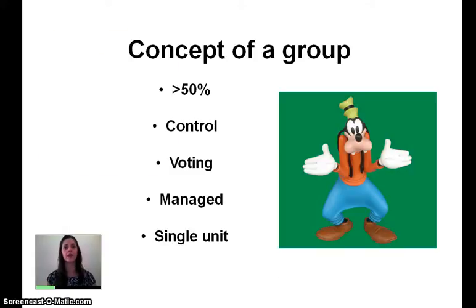So the concept of a group, we've mentioned this 50%. So you're looking for more than 50% of the ordinary share capital, plus those other elements that we talked about in that previous slide, to understand whether they have the control of the subsidiary company. You then also need to look to see whether they have voting power, which is again going to back up that they have control of the subsidiary. Are they able to influence any management decisions?